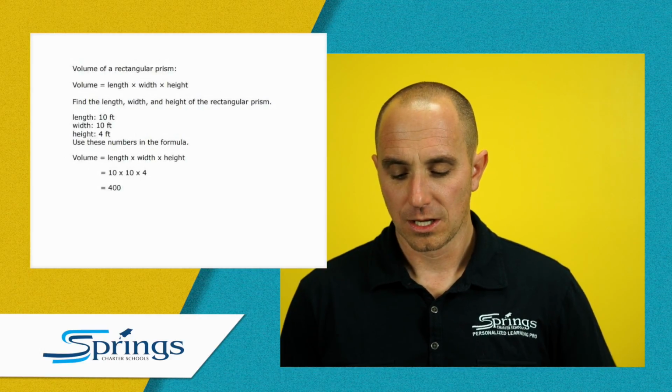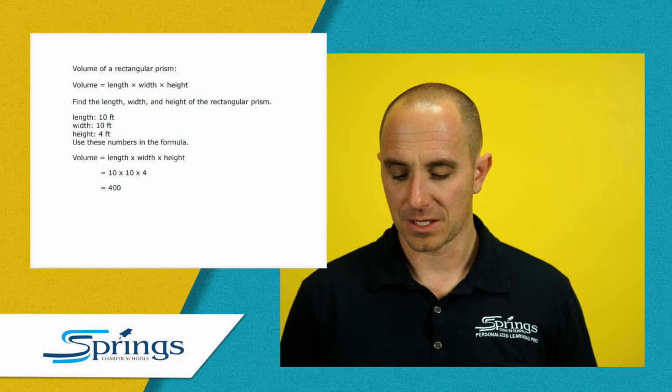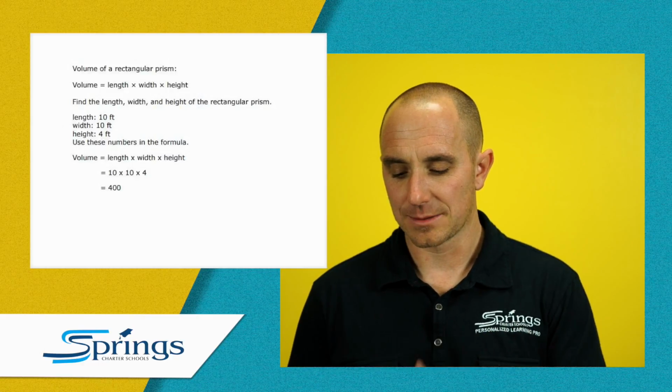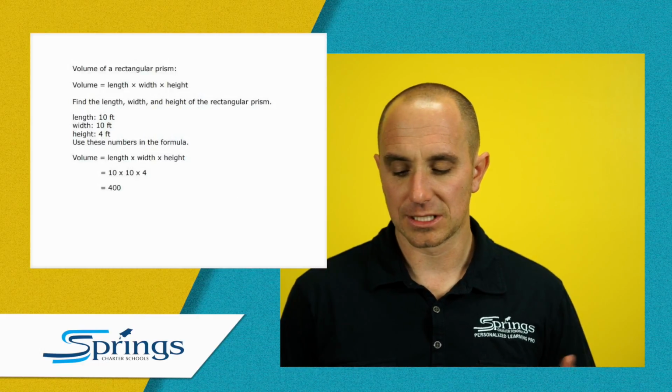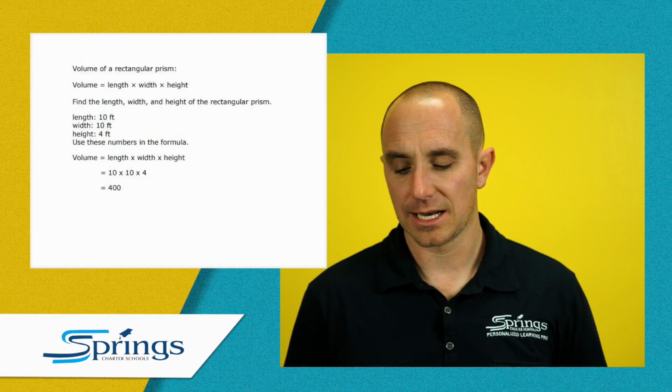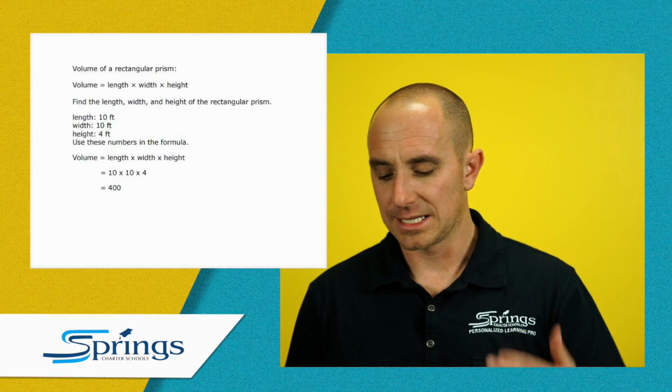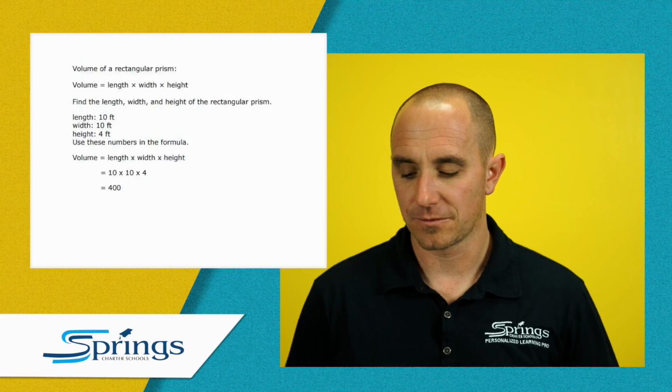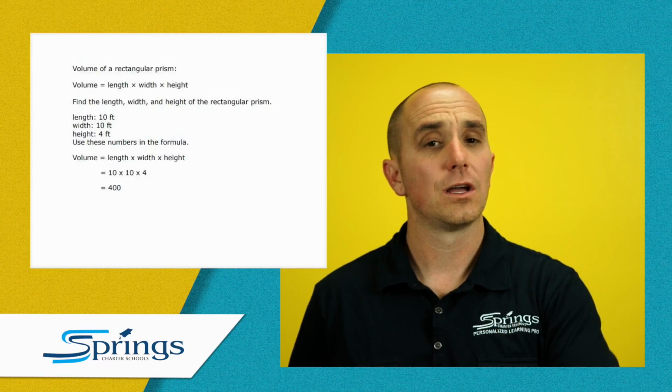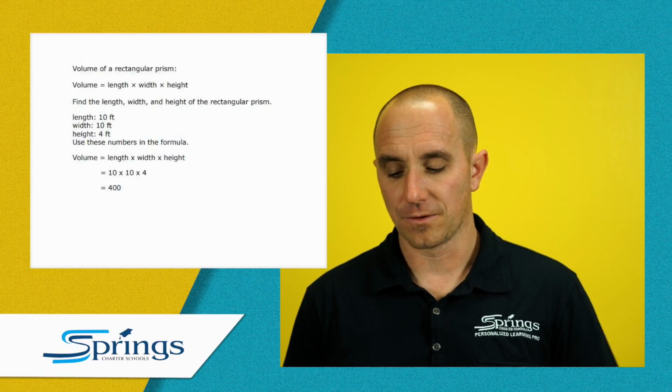All right, so let's look at volume of a rectangular prism. We have volume is length times width times height again. If you have a length which is 10, a width which is 10, and a height which is 4, you'd have 10 times 10 is 100, and 100 times 4 is 400. So you have length times width times height, and you get 400 as your volume.